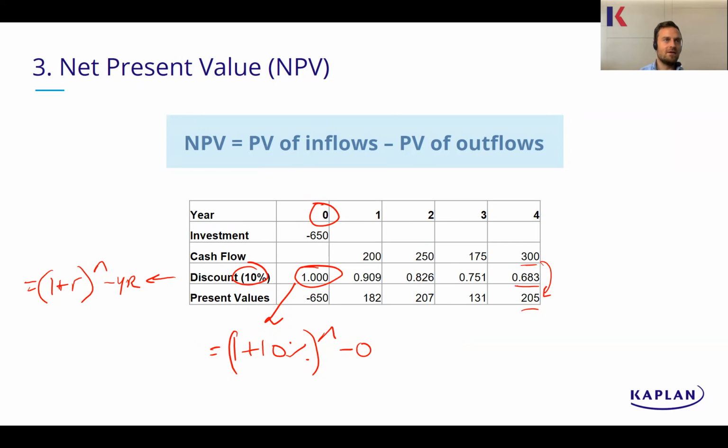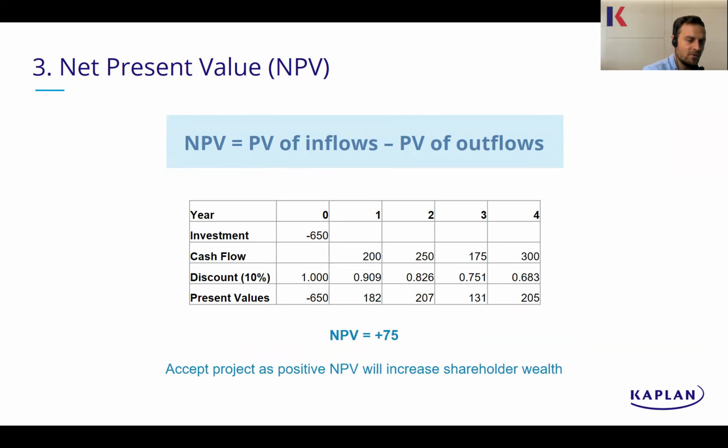Right, once you've done all that and you've got all your present values, we just need to add them up. So if you just add up all of these present values, so the NPV is just the sum of those, which comes out as plus 75. So in this question, the inflows, all those positive numbers in year 1, 2, 3, and 4, add those up, they are exceeding the investment of 650 by 75, and therefore it's worth it. And that's a really nice little way to do it.